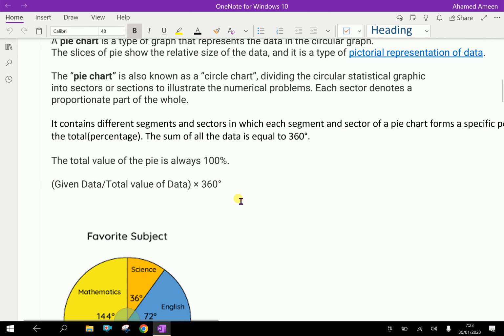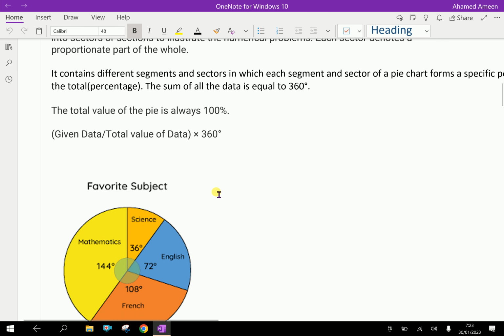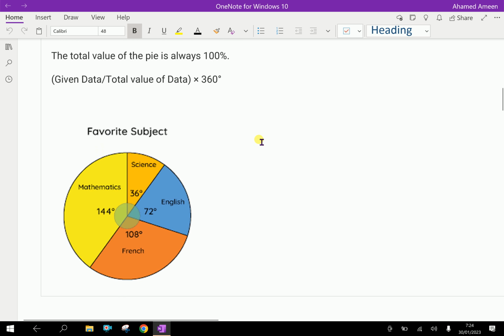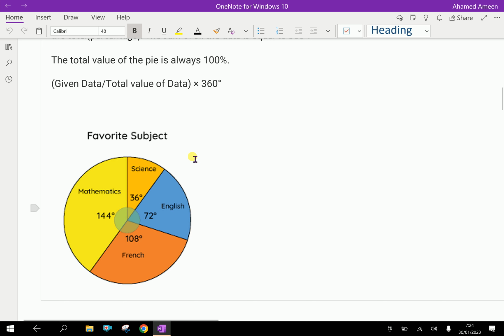Suppose a tabular column is given for some data, that is, subjects taken by some students in schools: English, science, mathematics and French. Here some data are given. From that data, first find the sum of all the data, then we have to get the degree for each subject. For example, for science, the data divided by the total into 360 gives, for example, 36 degrees.